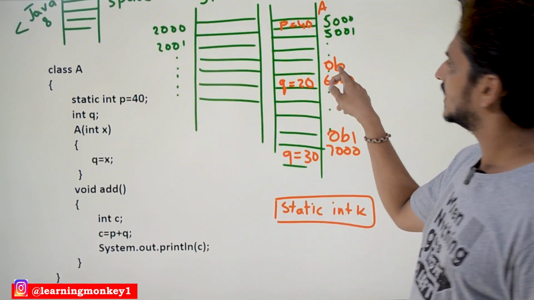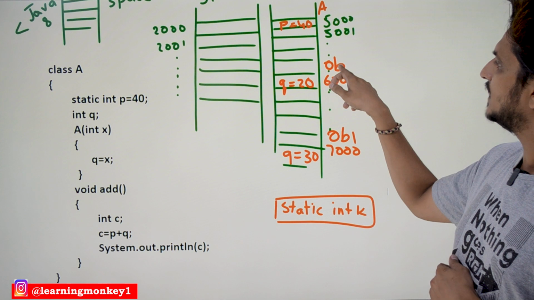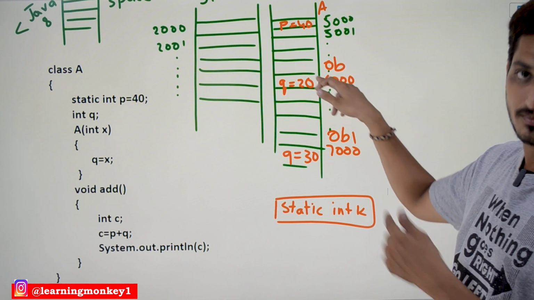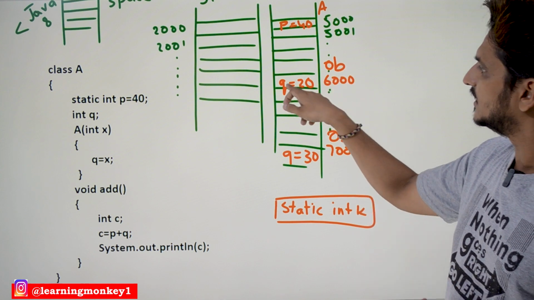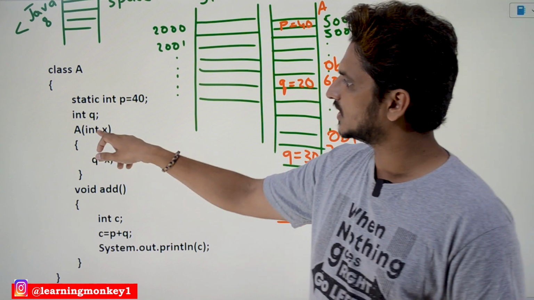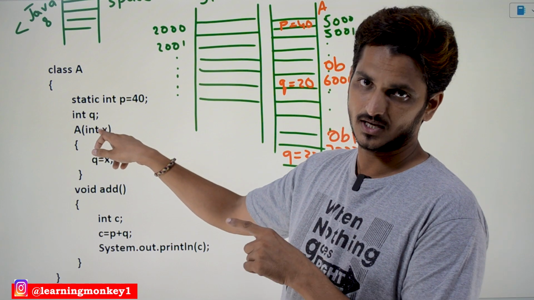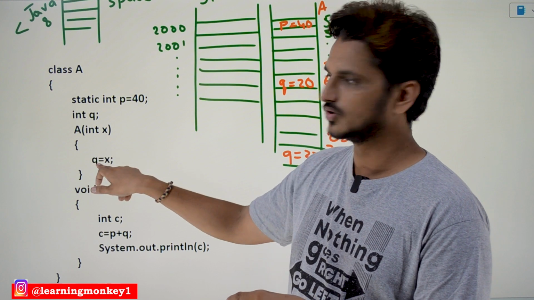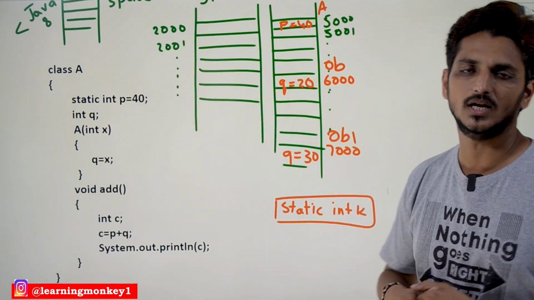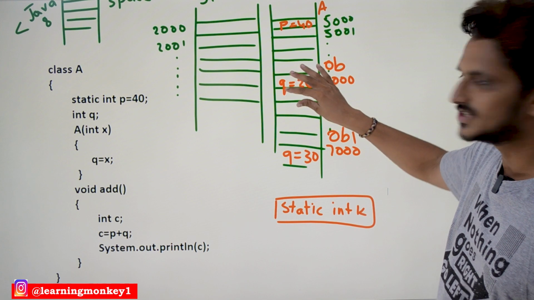Q. We created an object OB. Assume that OB is assigned memory location 6000. From here onwards, 4 bytes should be assigned. There Q is equal to 20. It is going to call the constructor. It is going to send 20 to X. X is assigned to Q. So Q is equal to 20. So this is instance variable.